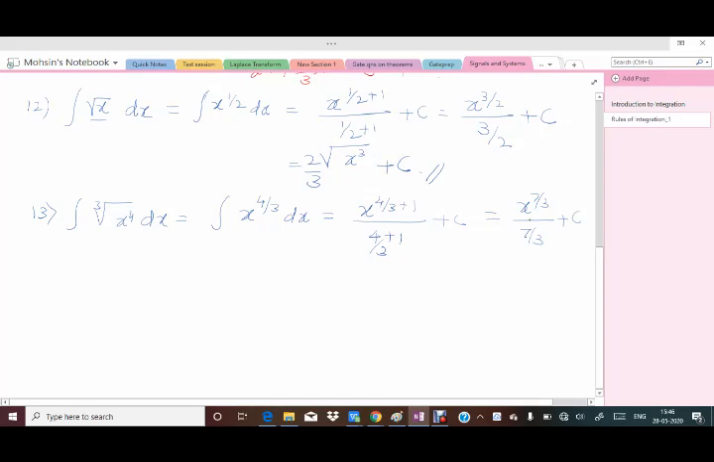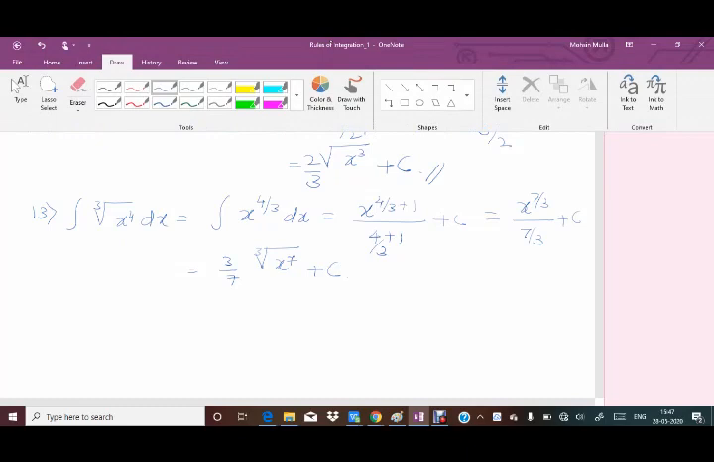Now we can convert that x raised to 7 by 3 in terms of root function. So therefore finally we can write it as 3 by 7 times cube root of x raised to 7 plus c. Okay, so this is what we are going to get if the root function is given in the integration. Okay, so now let us see if there is a given, say, quadratic expression. So in that case, how we are going to evaluate the integration here.